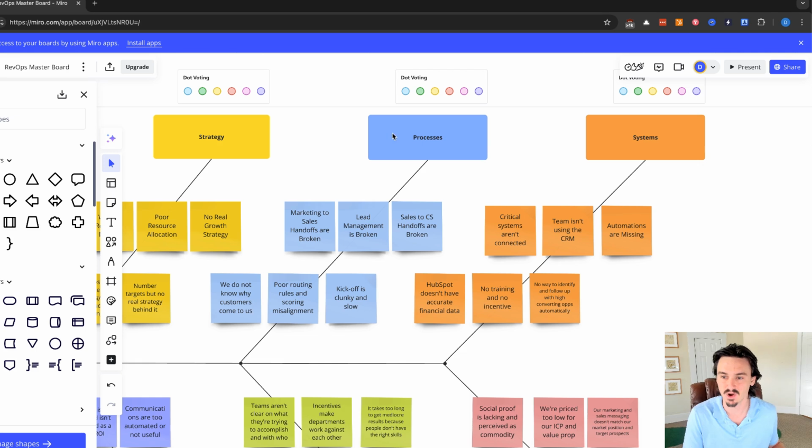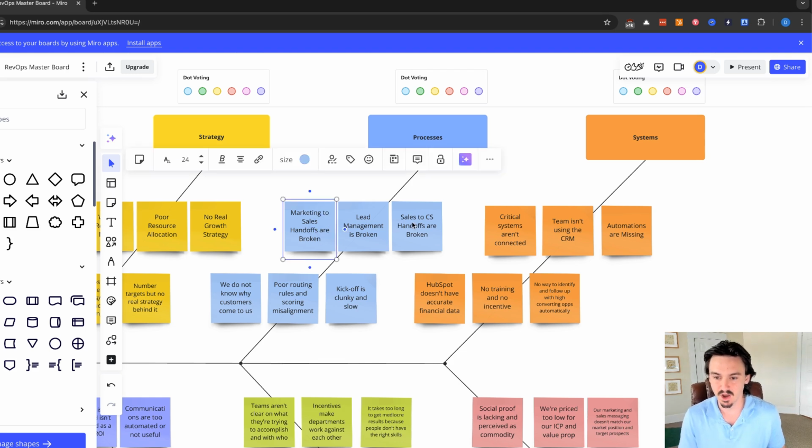Next, we have processes as a main cause. So here, three things that we typically see as a root cause. Marketing to sales handoffs are broken, lead management is broken, and sales to CS handoffs are broken. You can see we have two handoffs here, but a lot of times things get lost in translation, and your prospects and/or customers get mad because they're repeating themselves over and over and over again. And so these are common root causes.